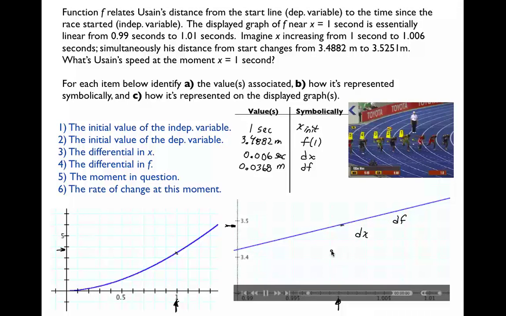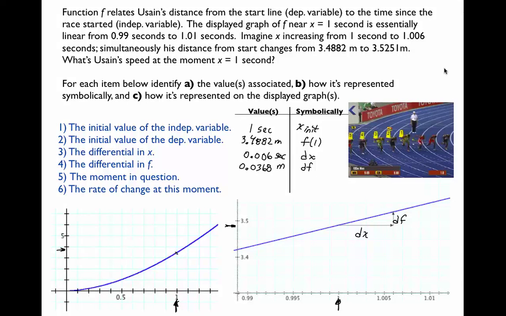So now let's go ahead and freeze the situation for our specific case. So now this would be freezing it for this situation I set up for you, okay? dx is the 0.006. df is the corresponding change in distance from the start. Okay? What's the moment in question? So any questions about 1 through 4? Values, symbols, or representing on the graph? All right, what's the moment in question?